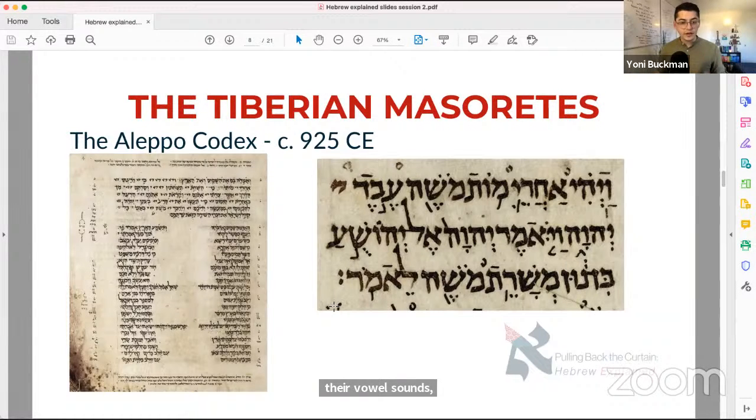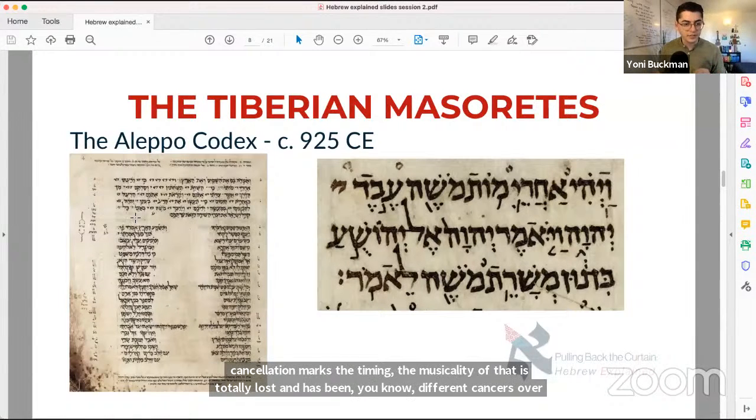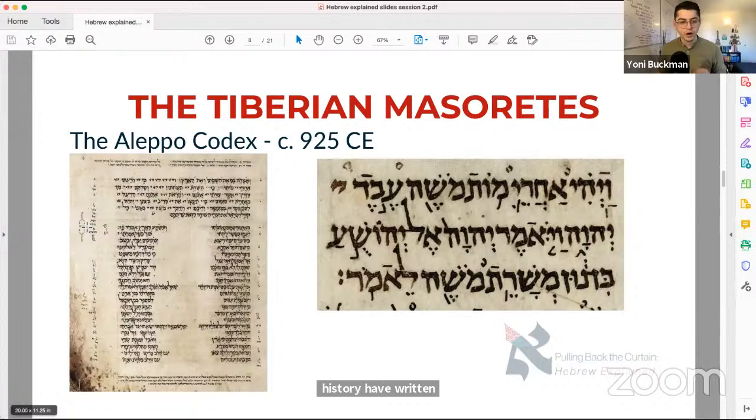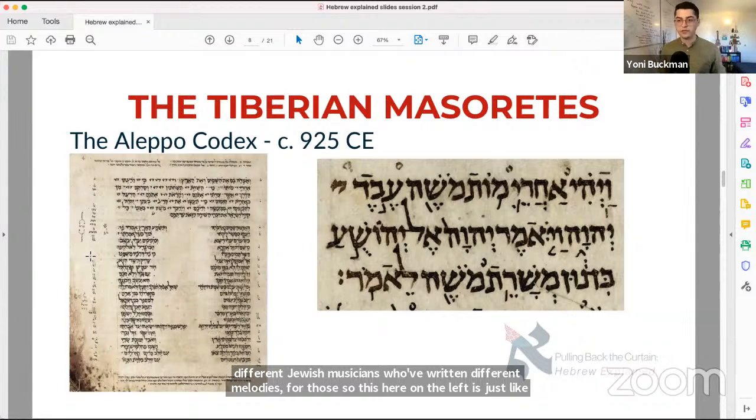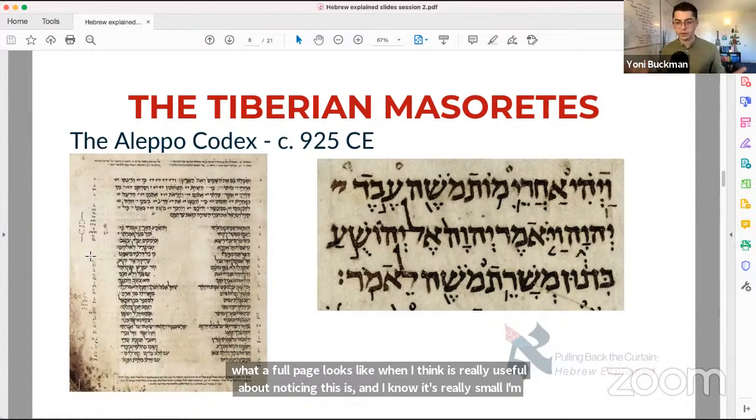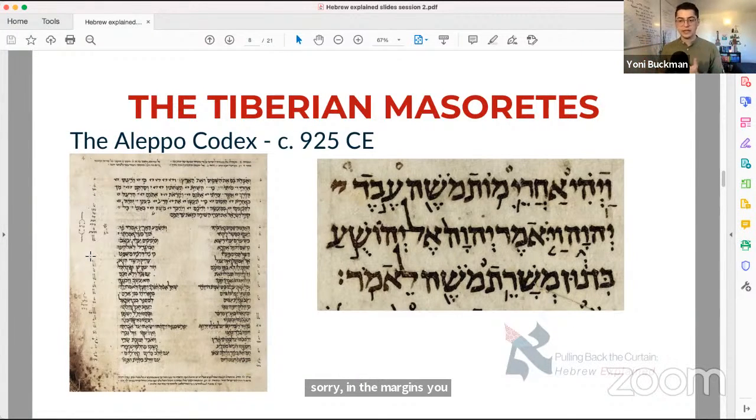So this here on the left is just what a full page looks like. What I think is really useful about noticing this is, and I know it's really small, I'm sorry, in the margins, you have all of these markings. These margins are scribal notes. So they'll say, there's a typo here, right? They'll say, we have to copy this down letter by letter exactly as we have it from previous manuscripts. It's the only way you preserve a text perfectly, is by not taking any scribal judgments at this point in Jewish history. But they would write in the margins, there's a mistake here, right? And so they would write scribal notes on that.